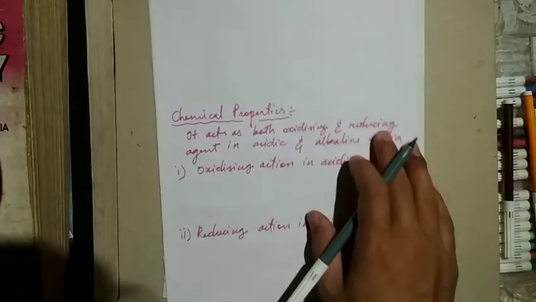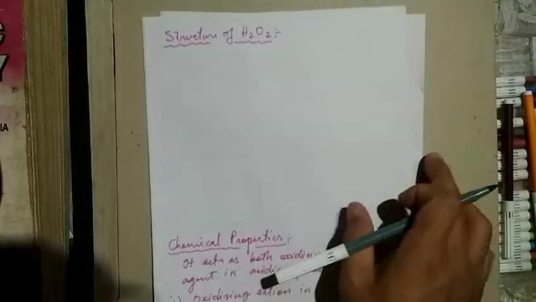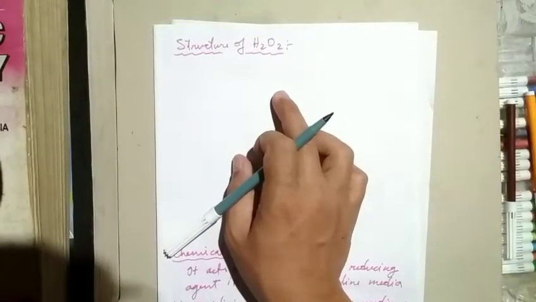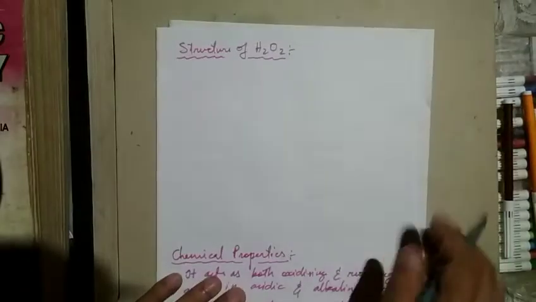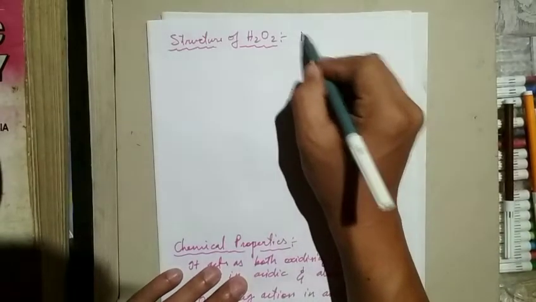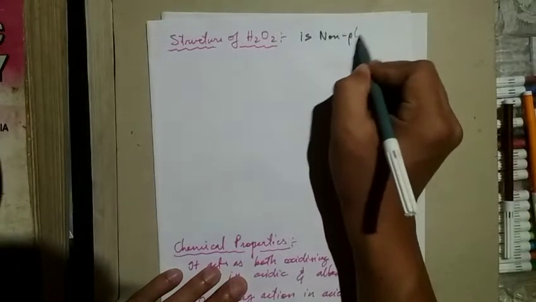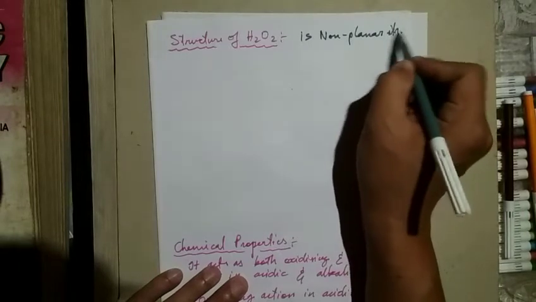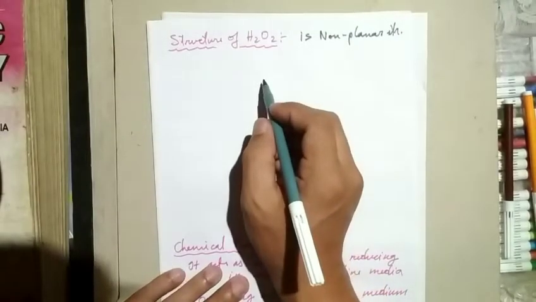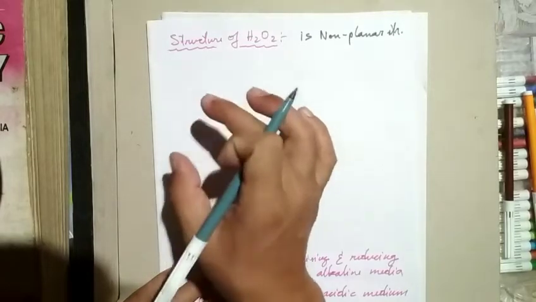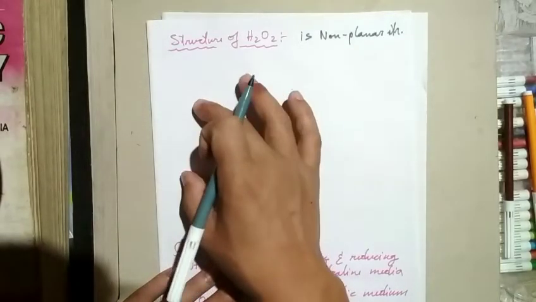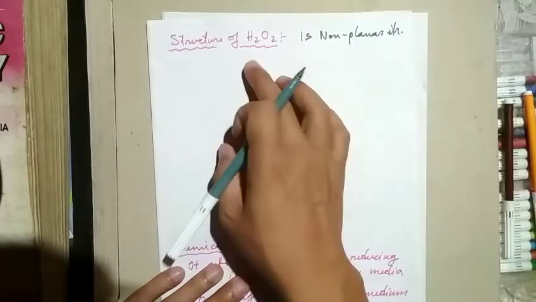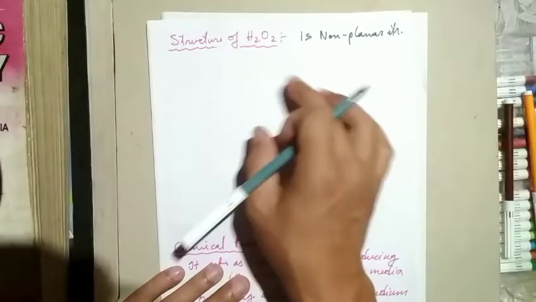Now, coming to the structure of H2O2. The structure of H2O2 is non-planar. What we are going to see is the structure in the gas phase and in the solid phase.